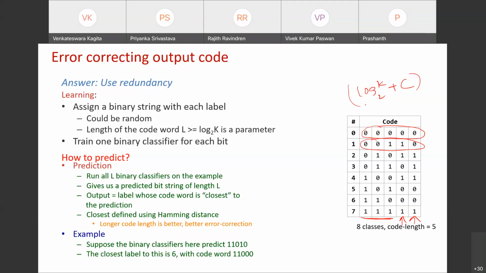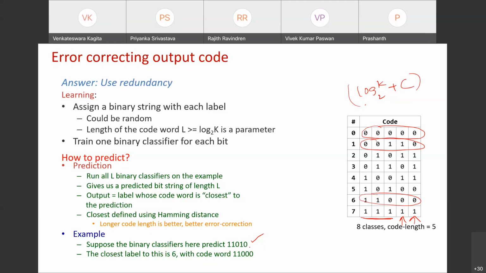When the new instance comes, we give it to all the classifiers and we get the bit string. Once we get the bit string for the new instance, we look for the decoding which is closest to this. Suppose the binary classifiers together predict 11010. We'll see which bit string is closest to 11010 using Hamming distance. Which bit string is closest to 11010? 6 is closest to 11010. There is only 1 bit difference between them, whereas the other bit strings differ in 2 or more bits.